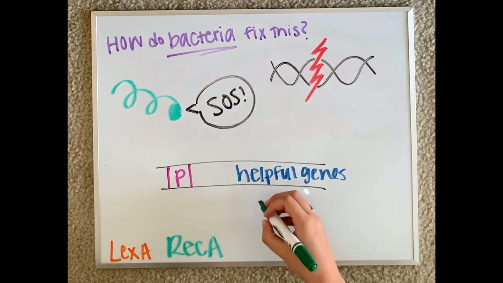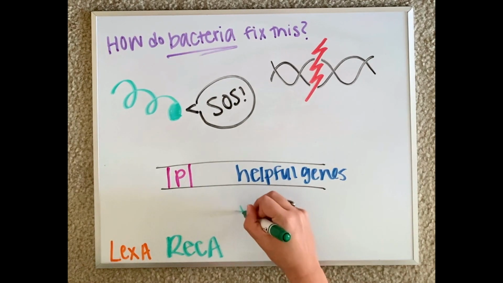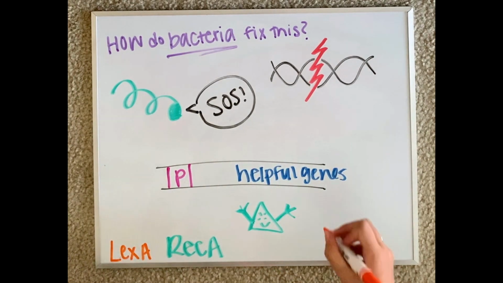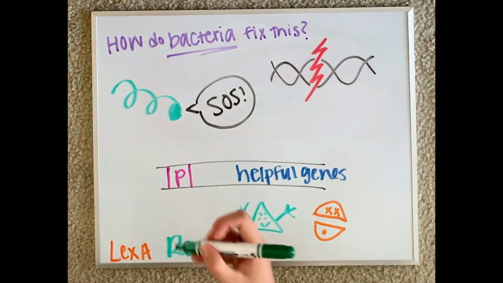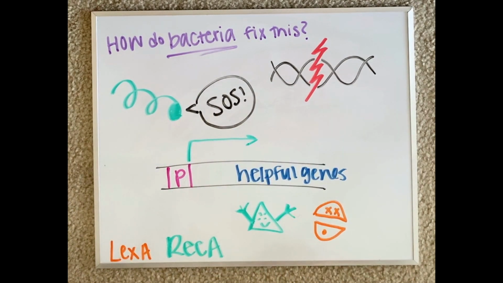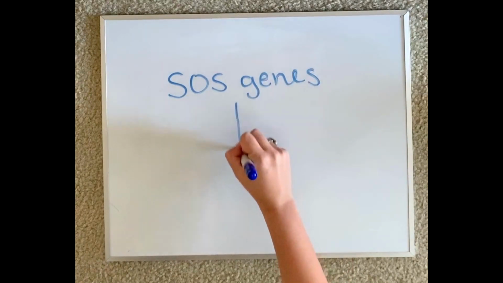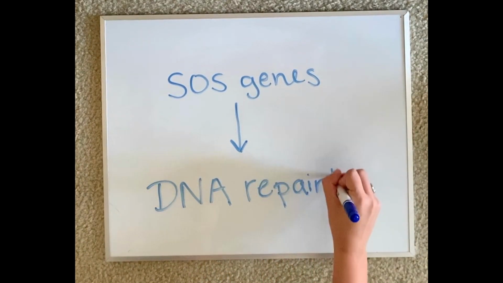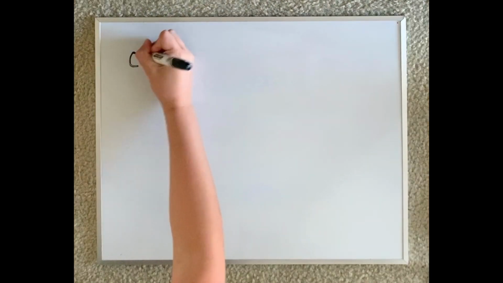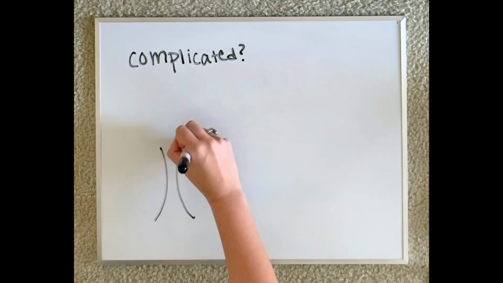Now let's look at when there is DNA damage. REC-A will now be active, and this protein actually cleaves LEX-A, which doesn't allow it to bind to the promoter. This allows for the operon to be transcribed and translated, which means that it's on. As we said earlier, the SOS genes are translated into proteins that actually help with DNA repair, which is what we will discuss later. If you thought that was complicated, what do you think trees do?